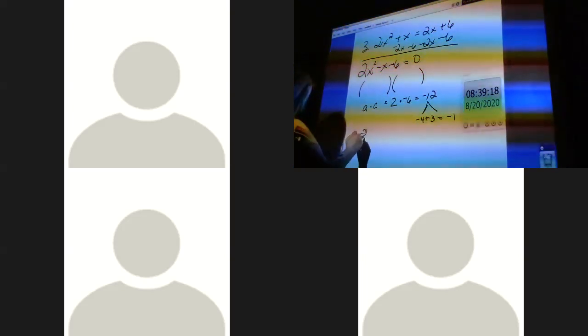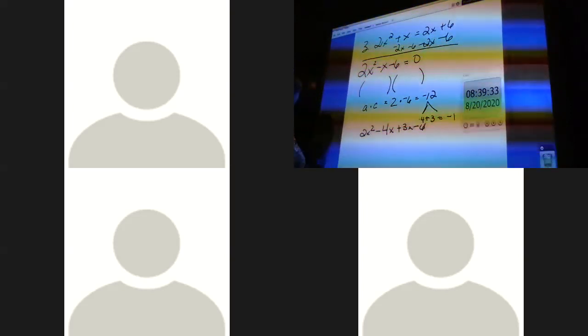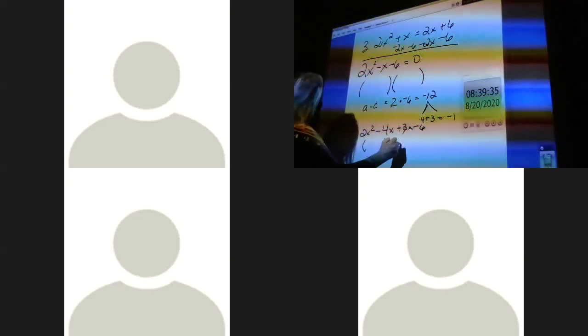So then you're going to say 2x squared minus 4x plus 3x minus 6. Group them together by factoring out the greatest common factor.